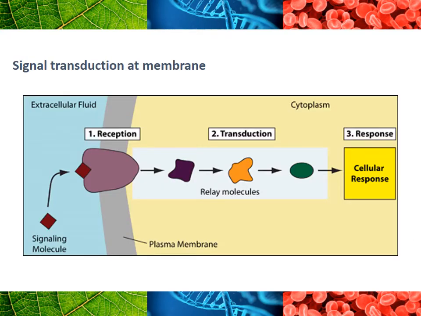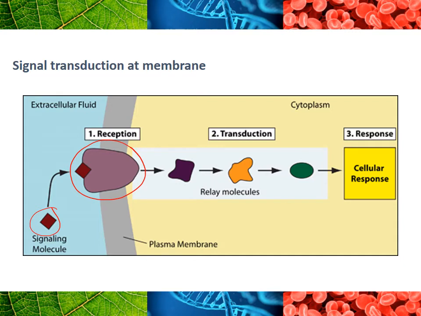This is just another diagram that shows the same thing. So we have our signaling molecule. It binds with a transmembrane receptor. So that tells us that this molecule must be hydrophilic. If it was hydrophobic, it would just go straight into the cell. So it binds here, reception.